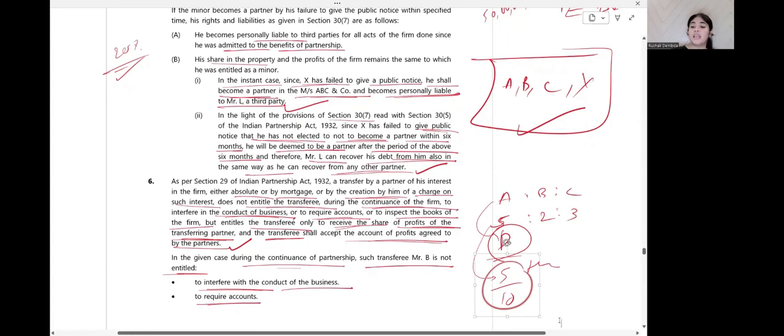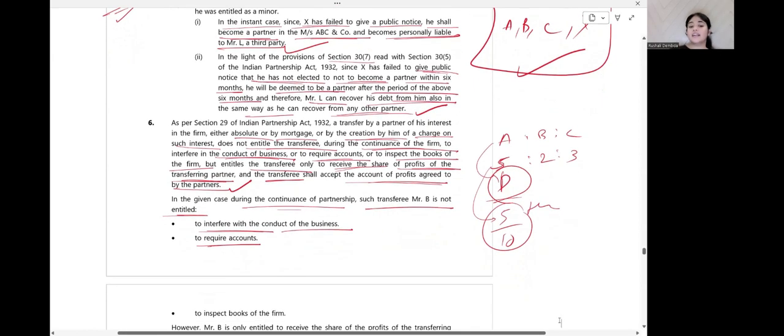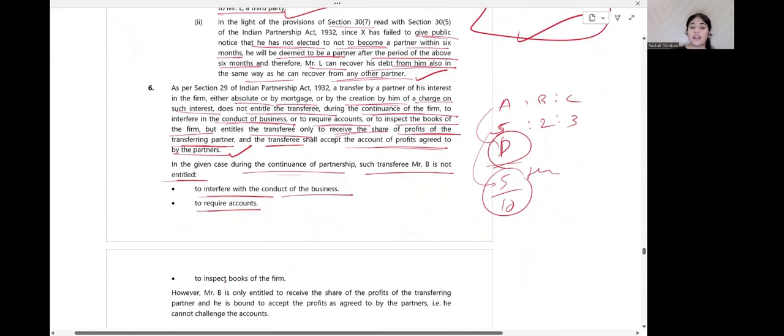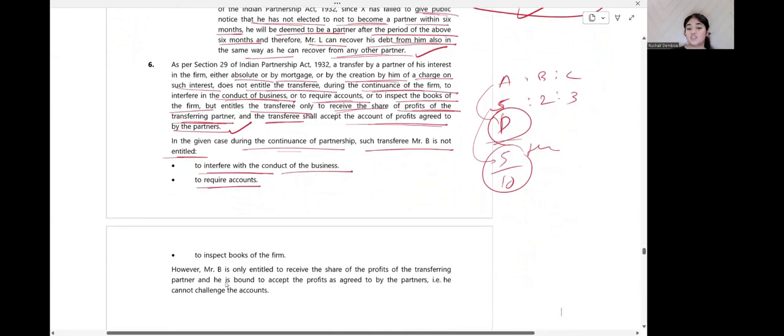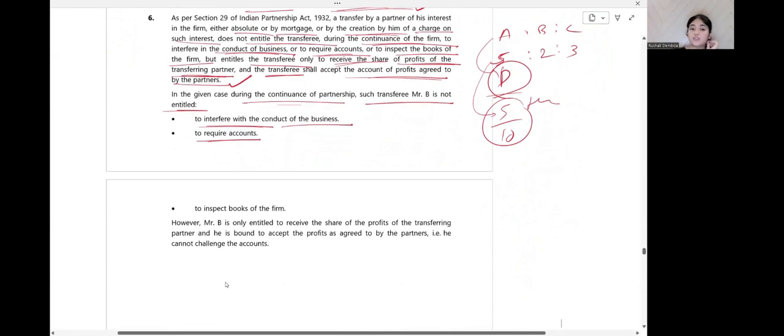But Mr. B can recover the money. Whatever share was there of Mr. A, he can get that money. He will be entitled to that money. But he cannot challenge the books of account. Whatever amount the other partners give, he has to take it.